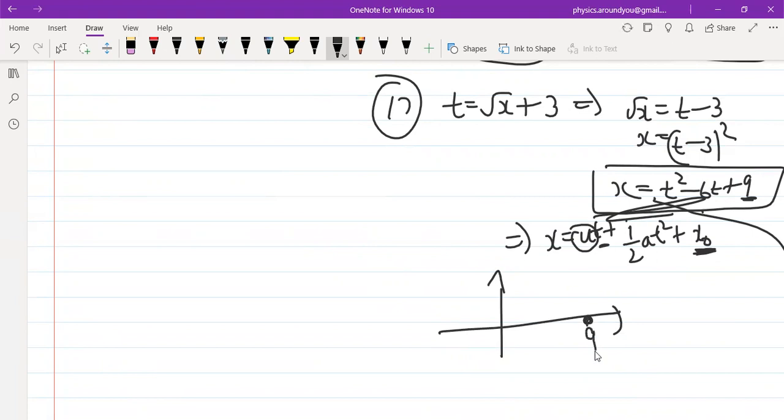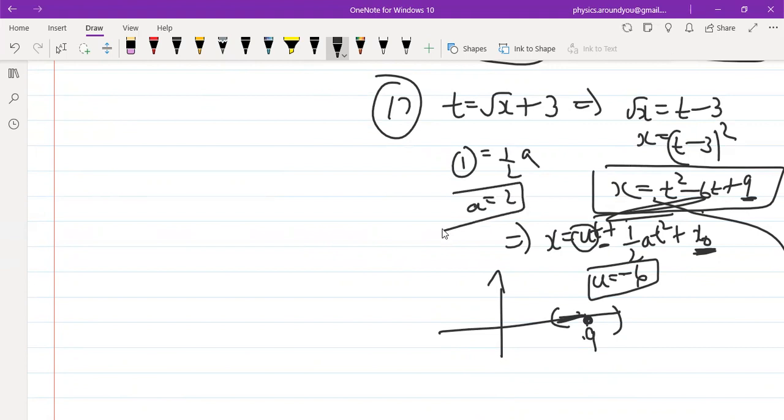Here it was 9, right? Initially it was at 9. And now initial velocity is minus 6. So it is going towards this side with u equal to minus 6. And what is its acceleration? What is the coefficient of t square here? It is 1. 1 is equal to half a. So a should be equal to 2.